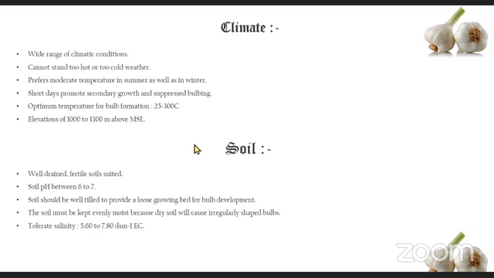It tolerates salinity between 0.6 and 7.8 dS/m, which is ideally suited.